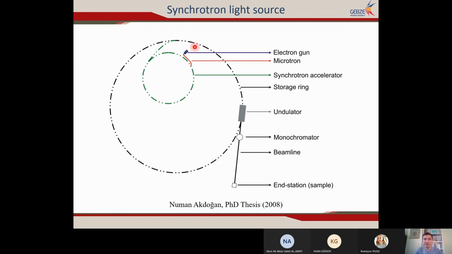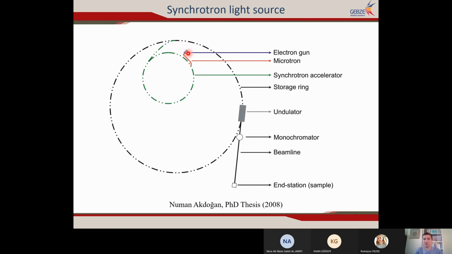So what is the working principle of a synchrotron light source? And please remind me that I will also explain the physical meaning of synchrotron, why the name synchrotron is preferred. So let me start with the electron gun. We need a particle source. Here you can use an electron source. In some synchrotron sources, people use protons, but mainly synchrotron light sources use electrons as charged particles.